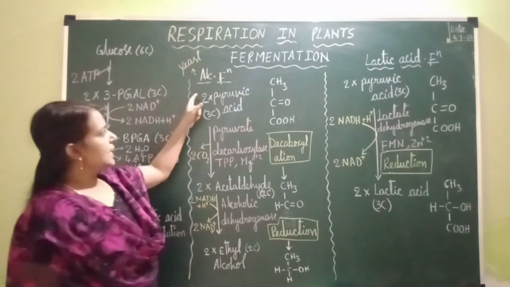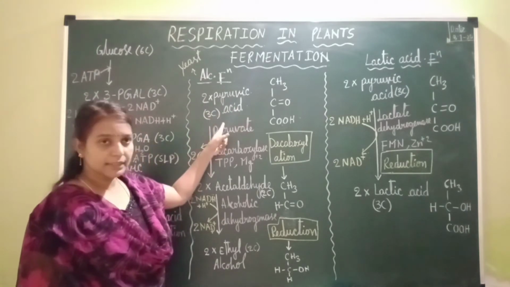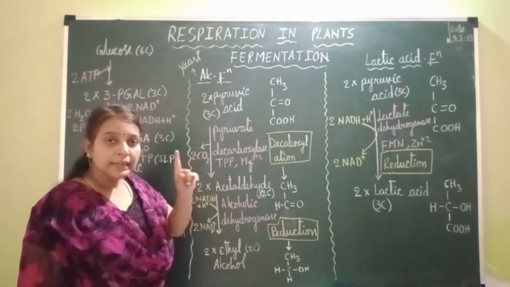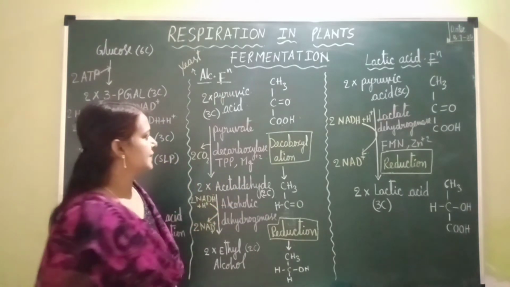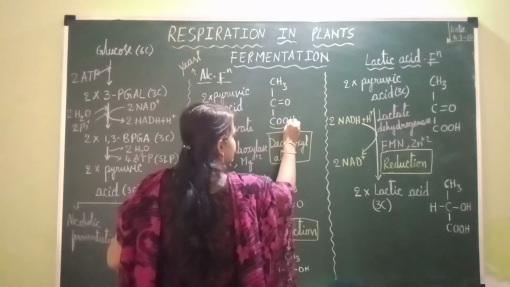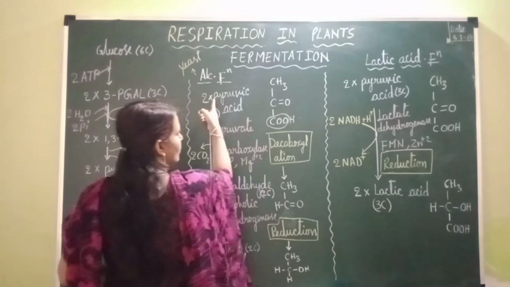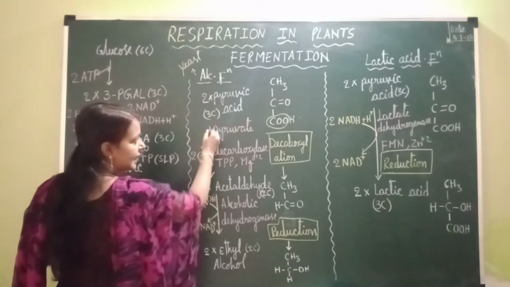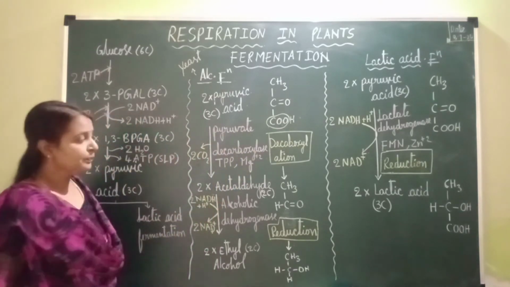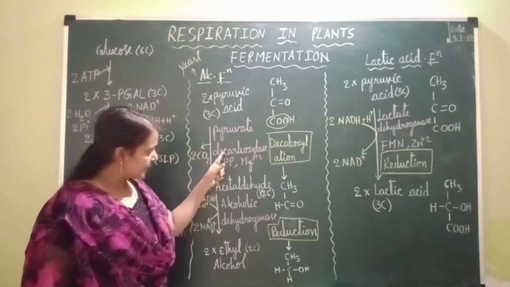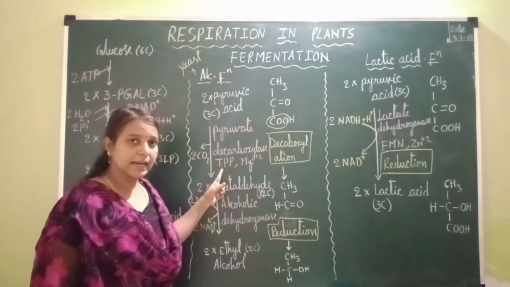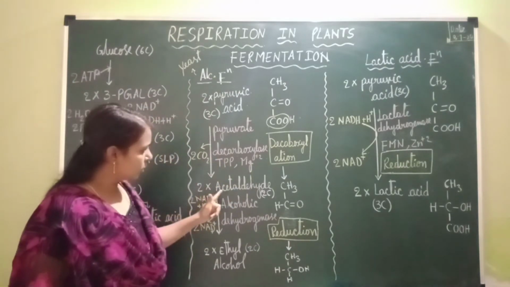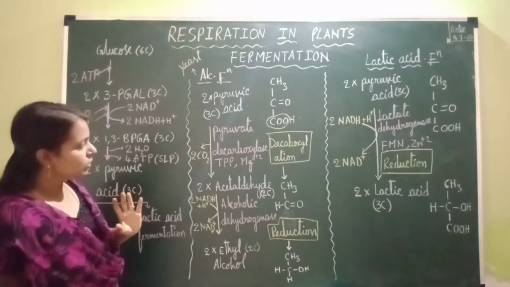During this alcoholic fermentation, 2 molecules of pyruvic acid first undergo decarboxylation into 2 molecules of acetaldehyde. Decarboxylation means removal of carbon dioxide. So this carbon dioxide is removed, as 2 molecules of carbon dioxide are released. This decarboxylation is catalyzed by an enzyme, pyruvate decarboxylase. This enzyme is activated in the presence of TPP, that is thiamine pyrophosphate, and magnesium ions. So by the end of this decarboxylation, 2 molecules of acetaldehyde are formed.